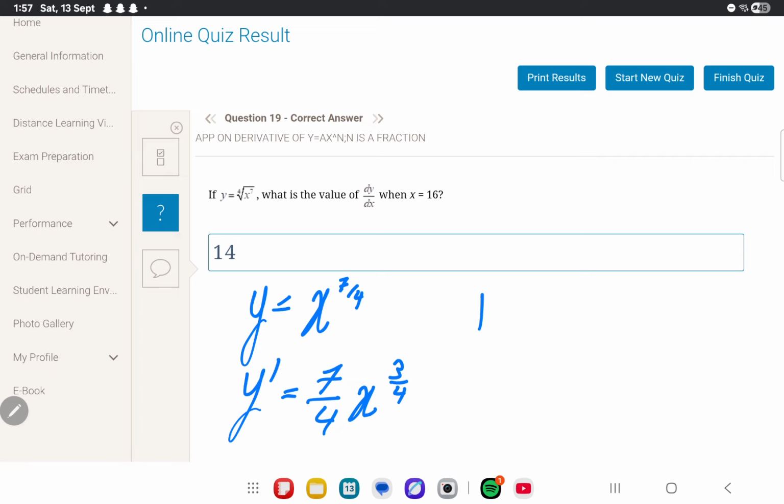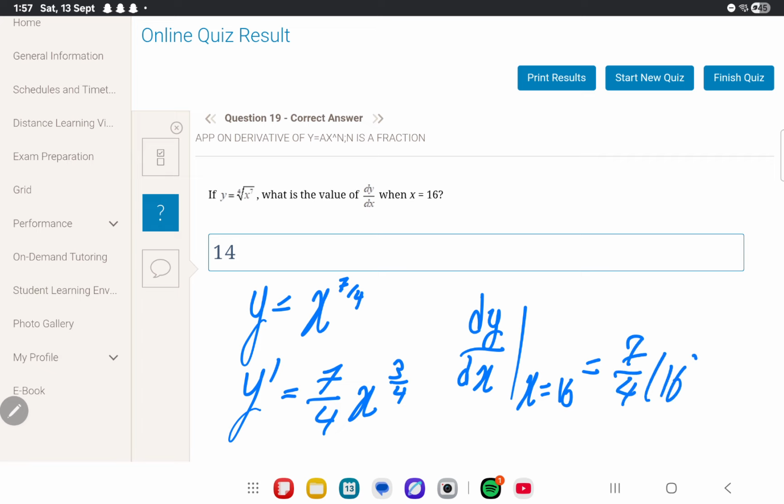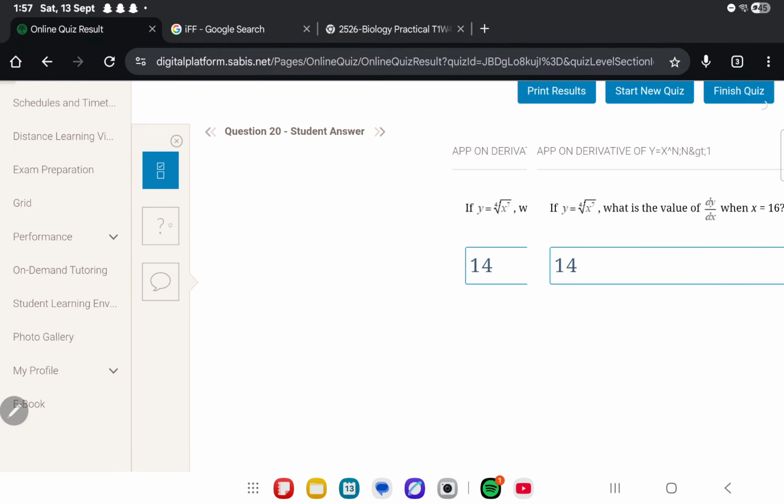Now dy by dx at x equals 16, you're just going to substitute 16. So 7 over 4 times 16 to the power of 3 over 4. Do this on a calculator: 14. That's my answer. Question 20.